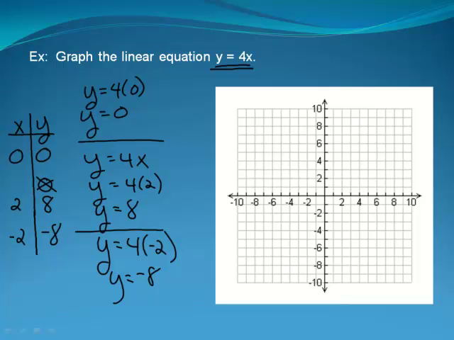Let's plot those points. All right, my first point is at 0, 0. That's the origin. What that means is you move 0 left or right and 0 up or down from that point. So we've got 0, 0.